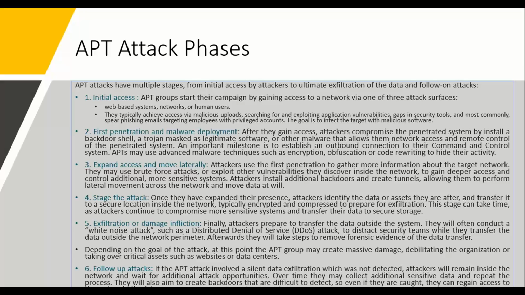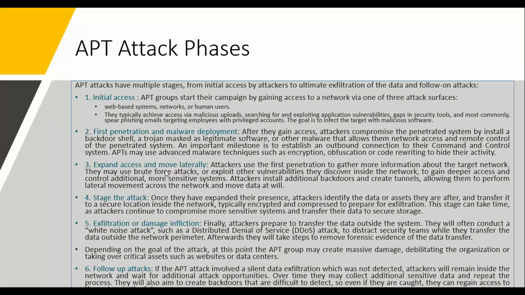APTs may use advanced malware techniques such as encryption, obfuscation, or code rewriting to hide their activity. So, as I said, they could use various techniques, right? It could be Trojan, it could be even the ransomware attacks that happened, the WannaCry, or the NotPetya attack. Those were also APT attacks. They combined ransomware and APT, and they launched those attacks that happened in the past.